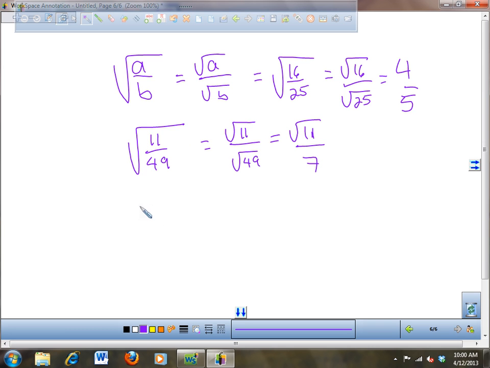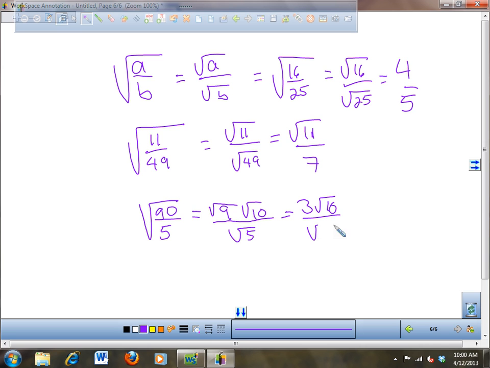One more type of thing you might see, and then we'll do a U-try. Say I have square root of 90 over 5. Okay? So I could do this like this. You don't know what the square root of 90 is, but I could break it apart into 9 and what? 9 times what gives you 90? 10. So I could do this: square root of 9 times square root of 10 over square root of 5. What is the square root of 9? 3 root of 10 over the root of 5.